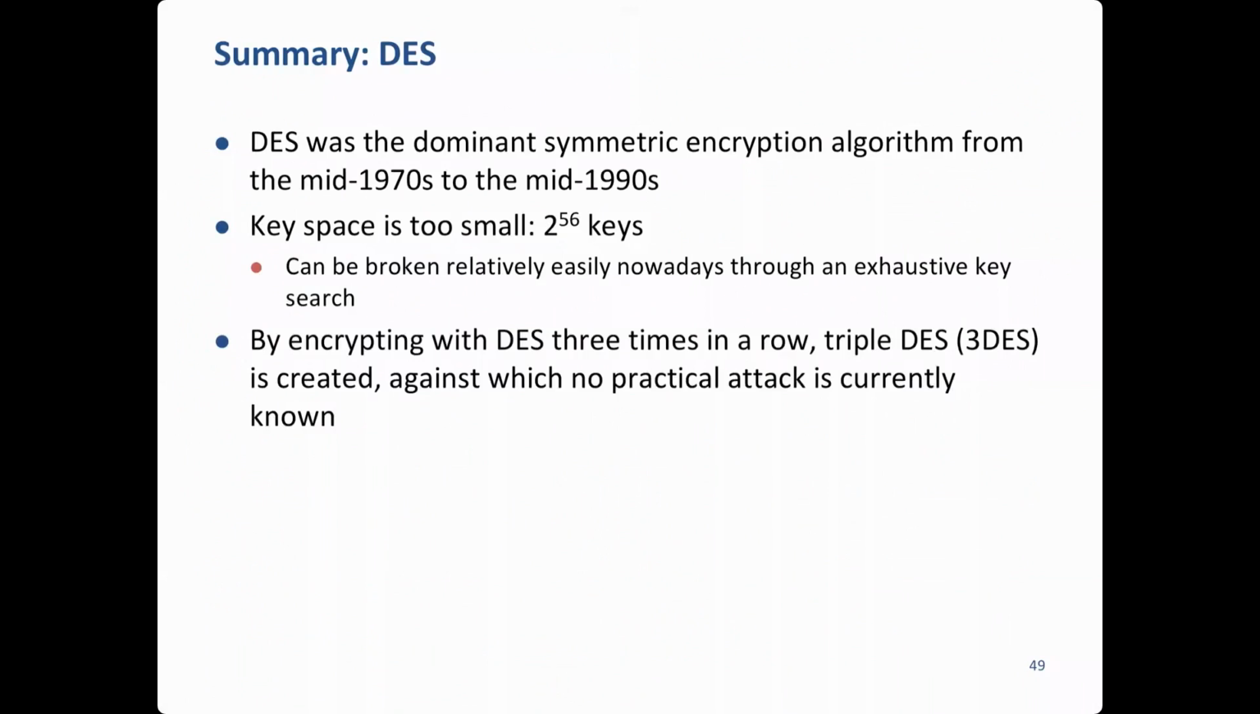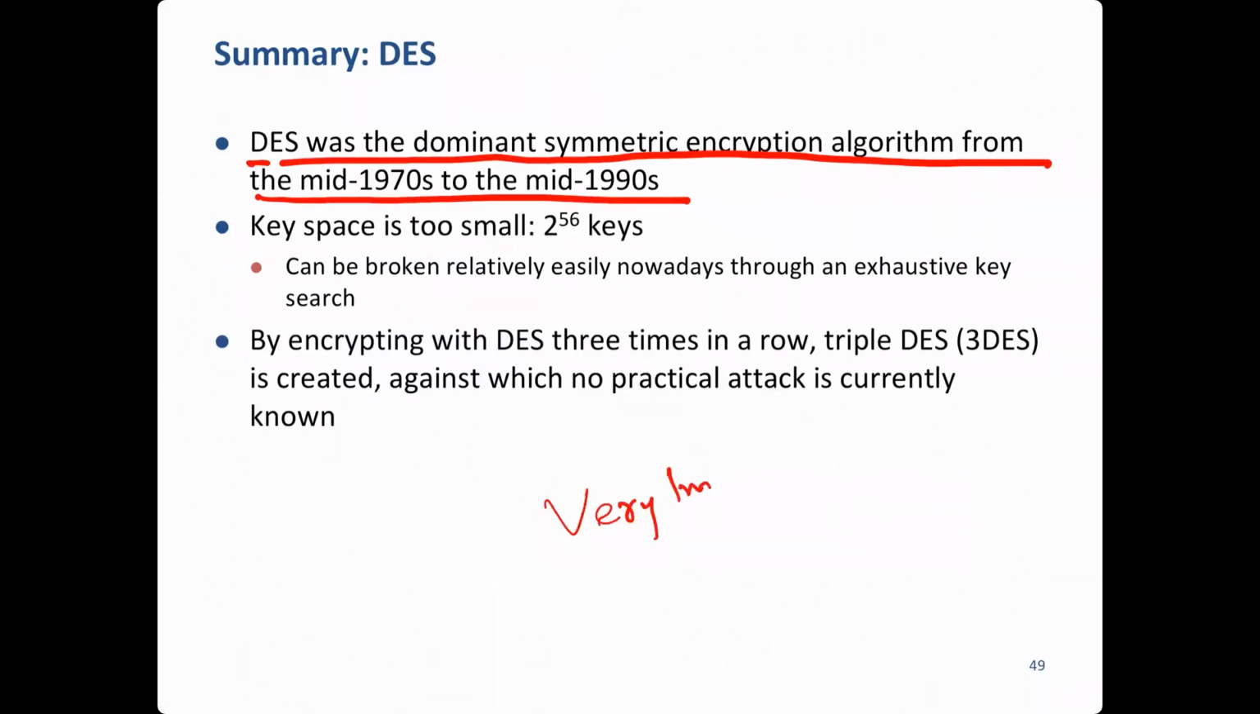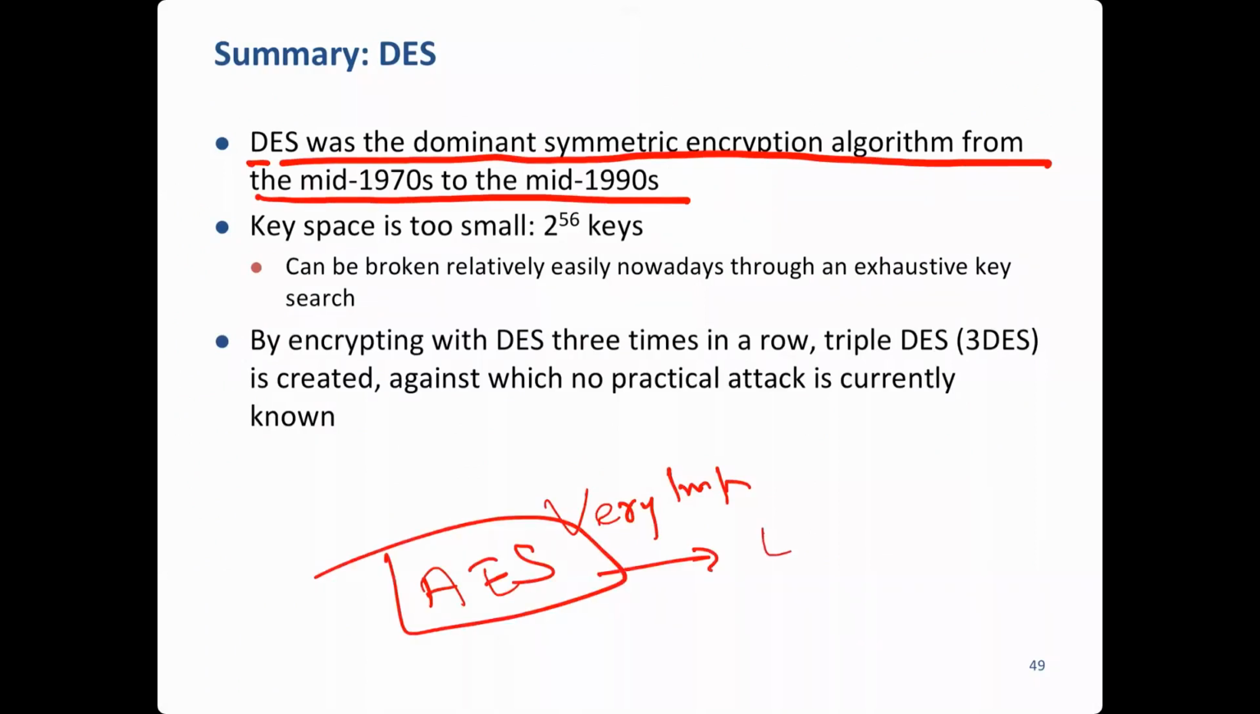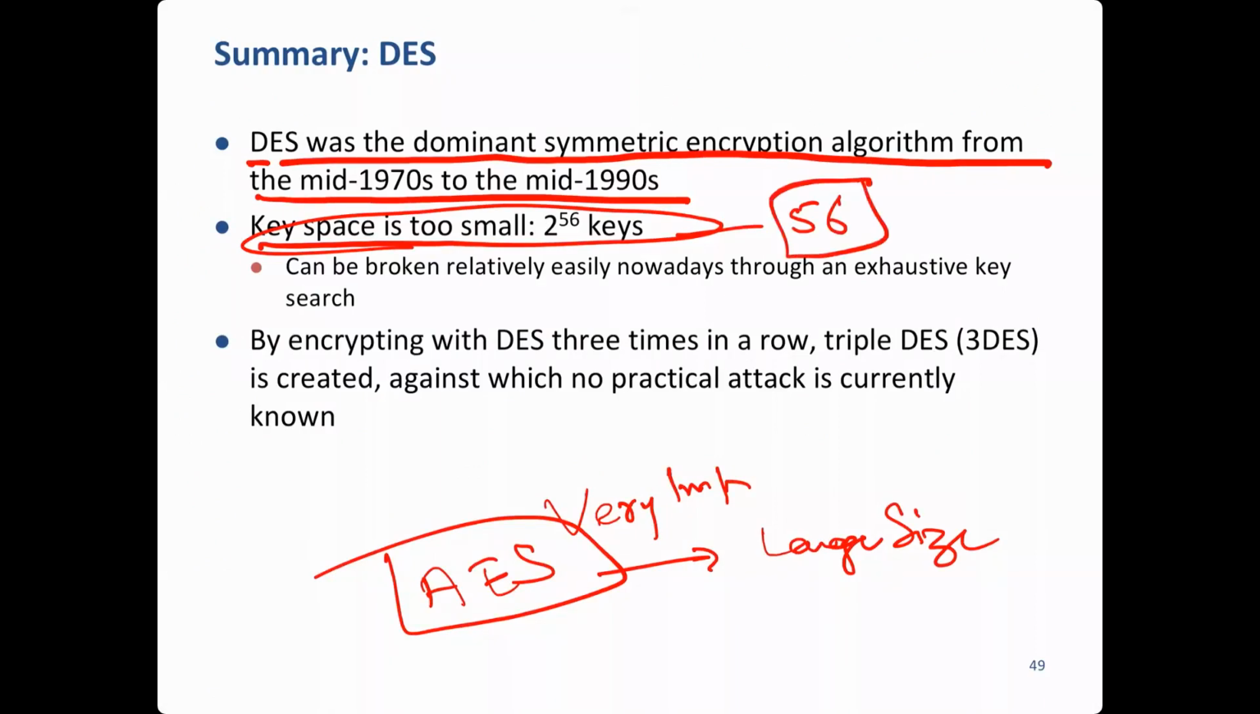To summarize in the next 2 minutes, DES was the dominant symmetric encryption algorithm from the mid 70s to the 90s, and it's very important because AES uses a similar concept, however with larger keys, and the design is slightly different. The key space is too small, because 56-bit keys do not give a very large key space. A simple hack for this is to use DES 3 times, and then the algorithm becomes 3DES.